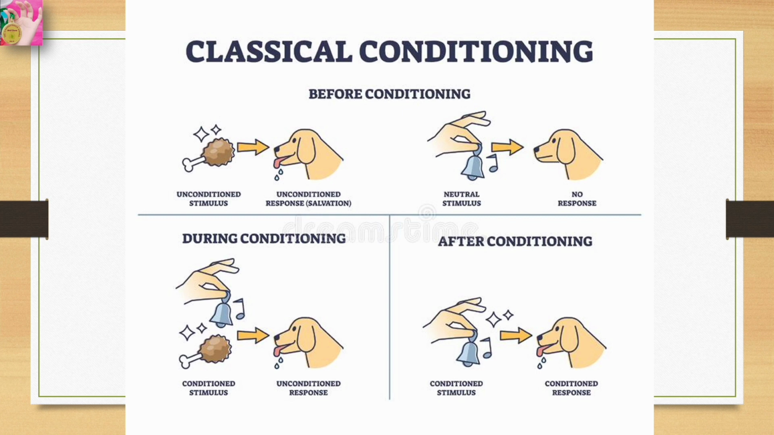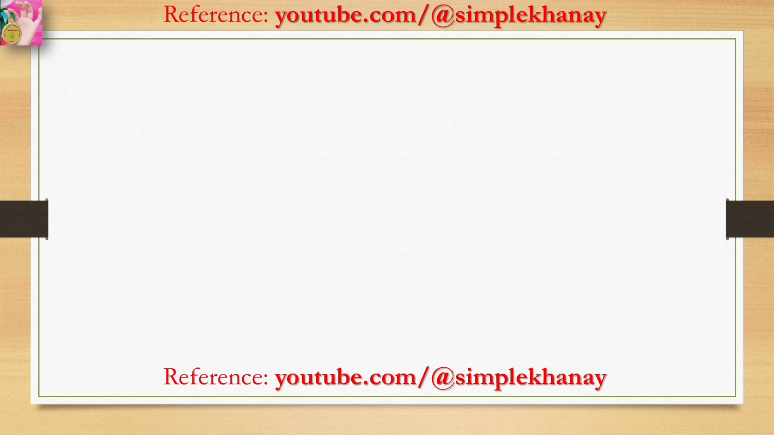Now, is this some kind of rocket science? No, not really. Classical conditioning is actually one of the simplest forms of learning. It is so simple that it happens to people all the time without their even being aware of it.